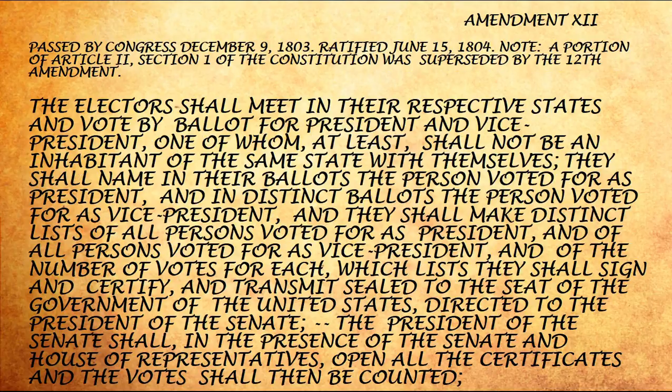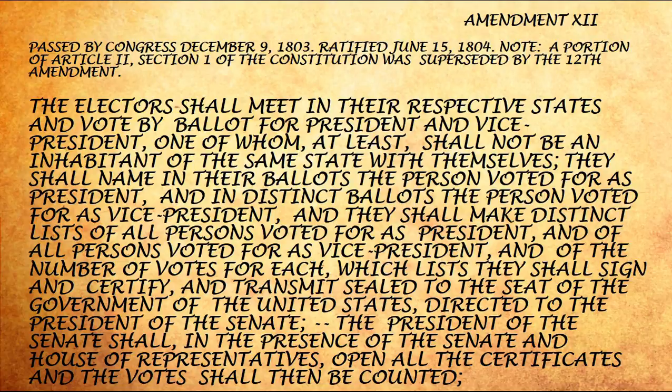Amendment 12, passed by Congress December 9th, 1803, ratified June 15th, 1804. Note, a portion of Article 2, Section 1 of the Constitution was superseded by the 12th Amendment. The electors shall meet in their respective states and vote by ballot for president and vice president, one of whom at least shall not be an inhabitant of the same state with themselves.